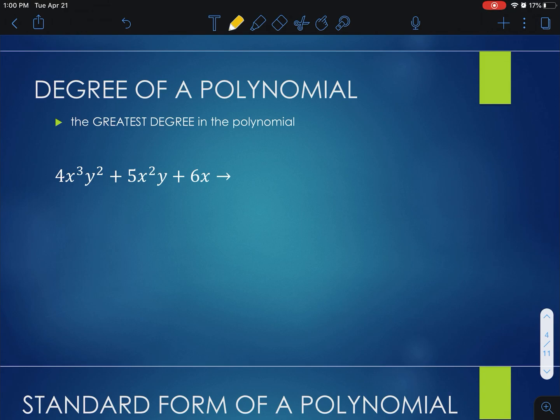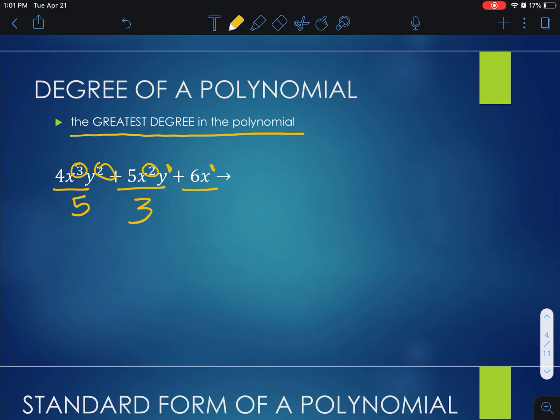Alright, now the degree of a polynomial is a little different because you've got 3 different monomials here. So what I like to do first is find the degree of each monomial, and then the greatest degree in the polynomial is our degree. So if I look at the first one, 4x cubed y squared, I take 3 and 2, that is 5. In the second monomial, 5x squared y, I've got 2, and then of course there's a 1 there, so that would be 3. And then in 6x, that would be a 1, so my degree is 1.